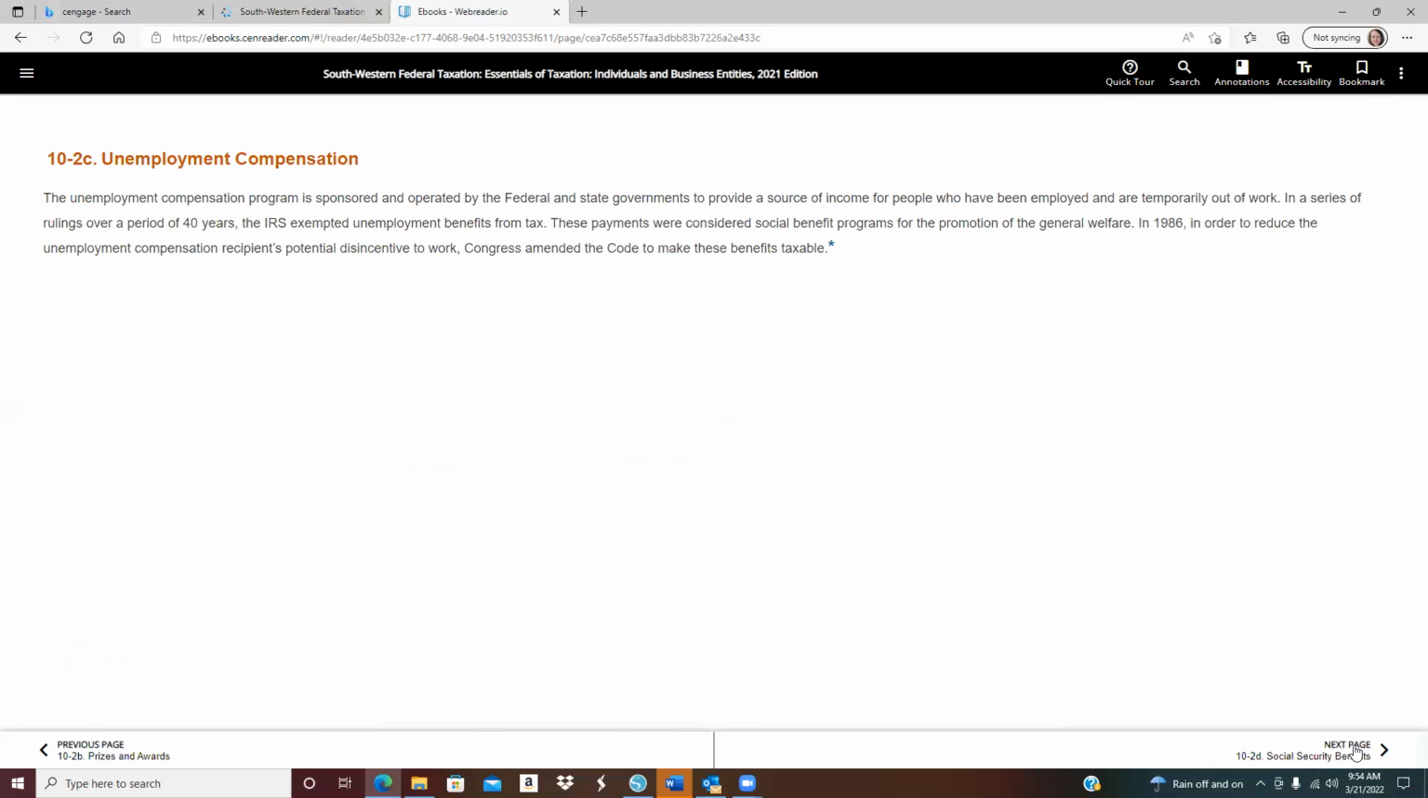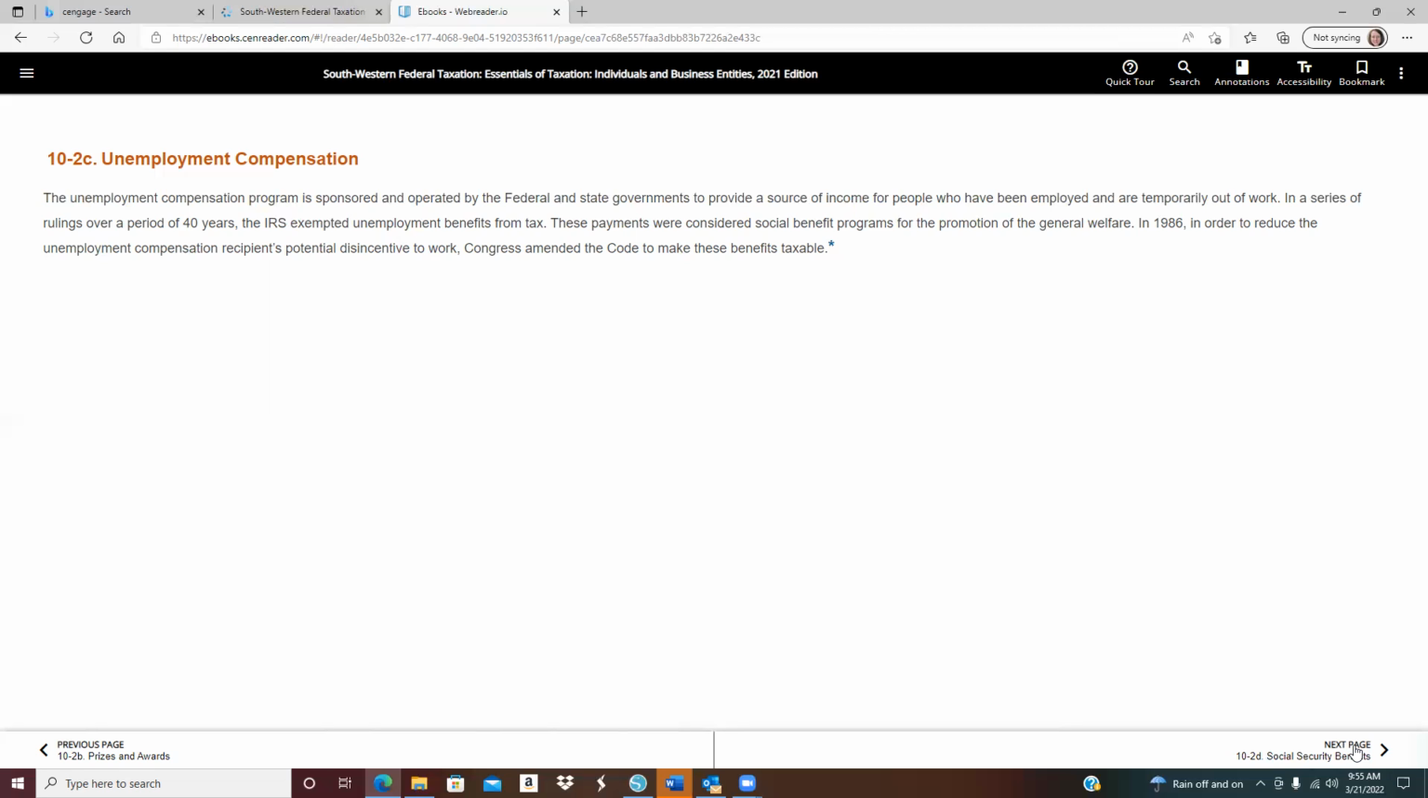Okay, so unemployment compensation is sponsored and operated by the federal and state governments to provide a source of income to people who have been employed and are temporarily out of work. In a series of rulings, limited unemployment benefits were excluded from tax, and these payments were considered a social benefit from 1986 in order to reduce the unemployment compensation recipients' disincentive to work. Congress amended the code to make these benefits taxable.